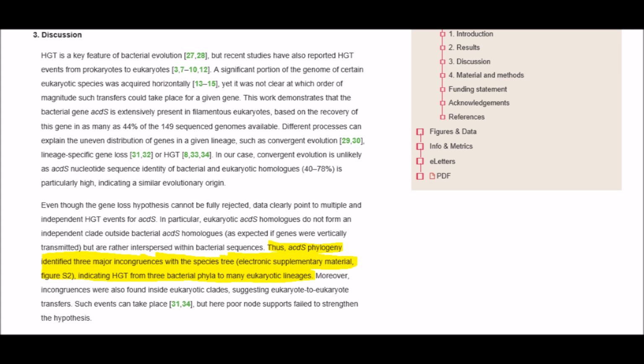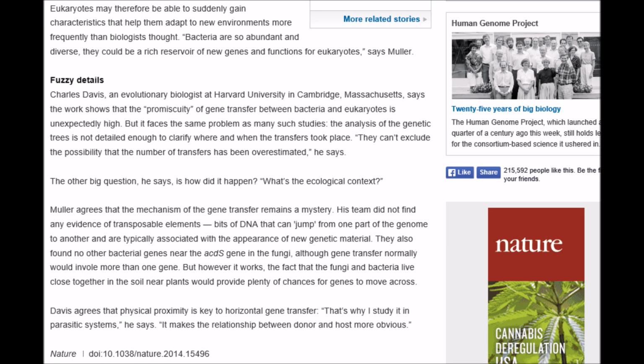Because of the increasing evidence of horizontal gene transfer becoming common in eukaryotes and not just in prokaryotic species like bacteria, the phylogenetic tree to establish common descent has become rather elusive and quite difficult. Charles Davis, an evolutionary biologist at Harvard University in Cambridge, Massachusetts, says that the work shows that the commonality of gene transfer between bacteria and eukaryotes is unexpectedly high, but it faces the same problem as many such studies. The analysis of the genetic trees is not detailed enough to clarify where and when the transfer took place.